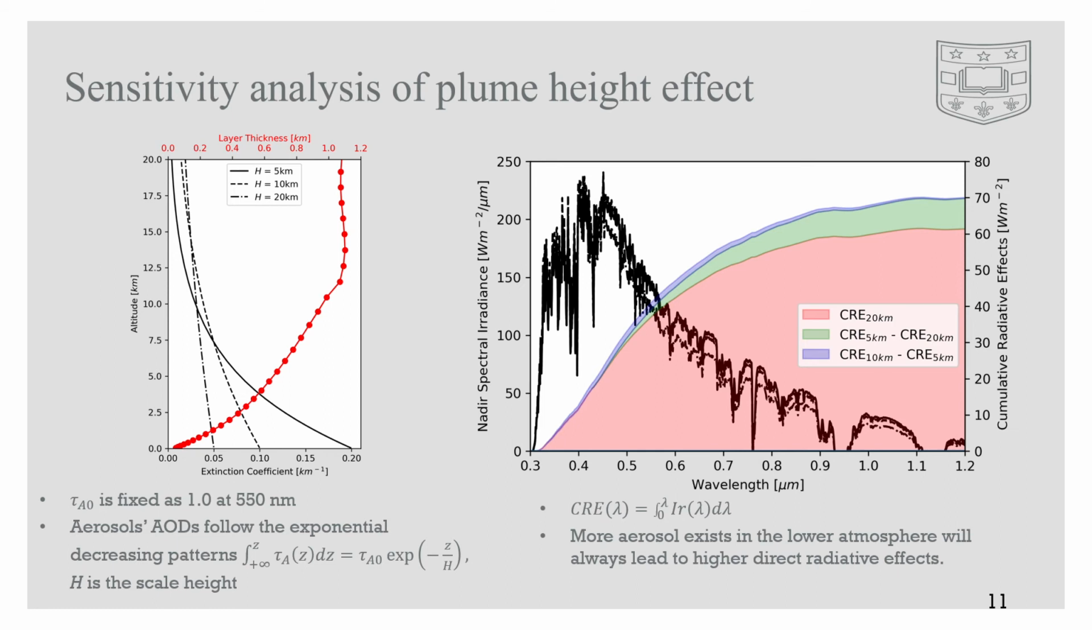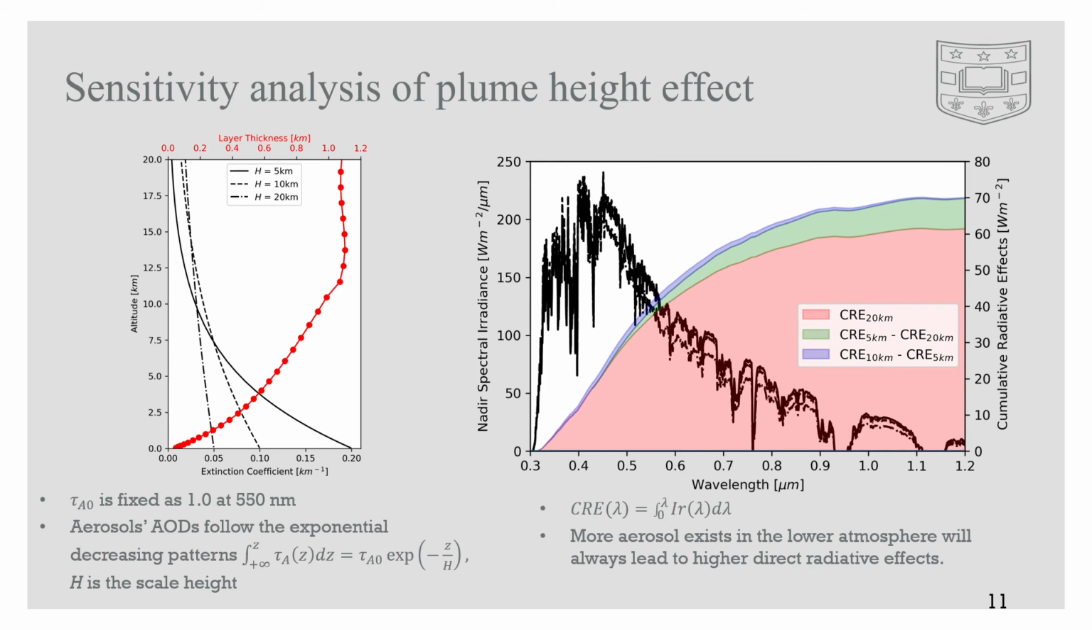We first define the cumulative radiative effect, or CRE in abbreviation, which is the integration of the nadir spectral irradiance along the wavelengths. The nadir spectral irradiance value shown in this figure has already subtracted the irradiance contributed by the background atmosphere. When the upper integration limit is infinity, CRE equals the direct radiative effect of aerosol, which is DRE. The red area shows the CRE when the scale height is 20 kilometers.